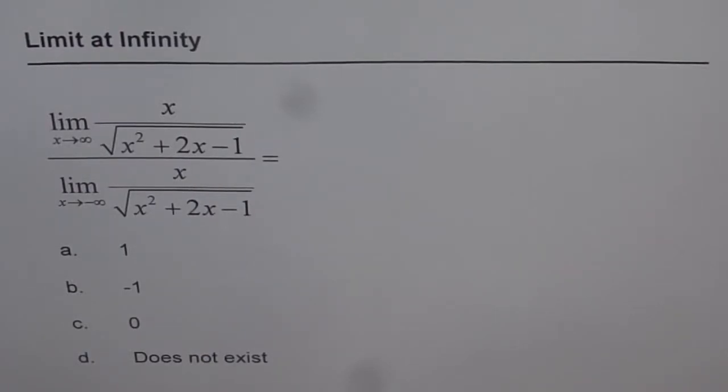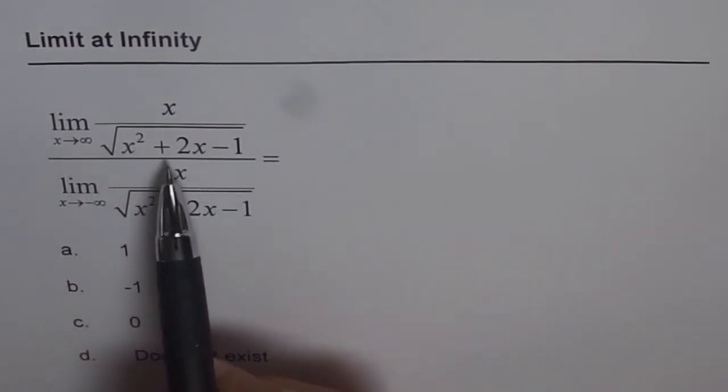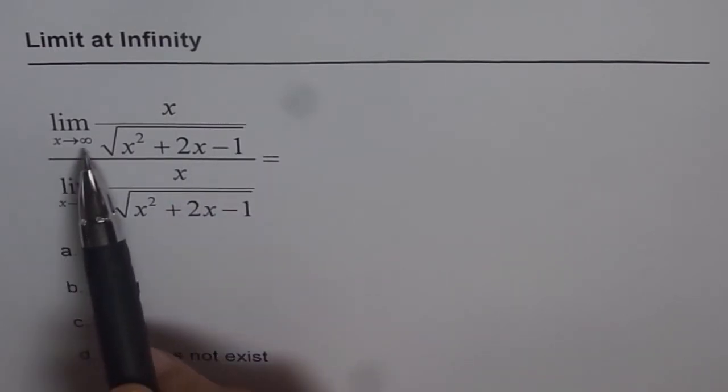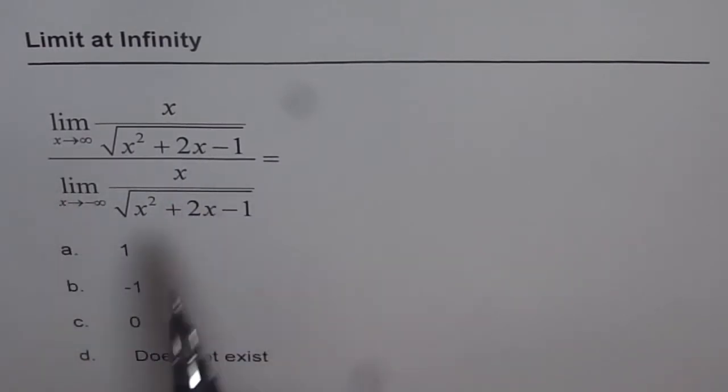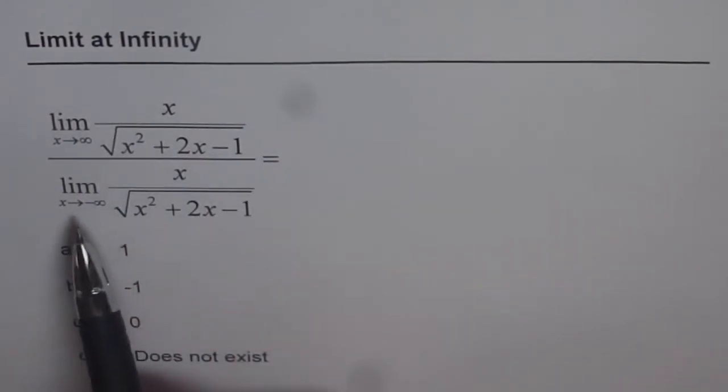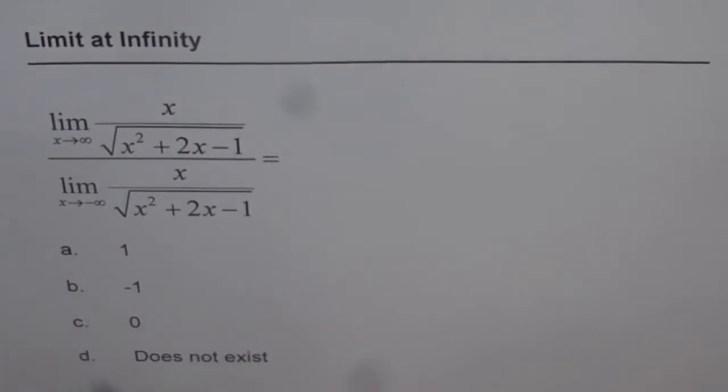Here is a multiple choice question on limit at infinity. The question is, the limit of the function x over square root of x squared plus 2x minus 1 as x approaches infinity, divided by the limit of the function x over square root of x squared plus 2x minus 1 when x approaches minus infinity. So this ratio of limits is what? Is it 1, minus 1, 0, or does not exist?